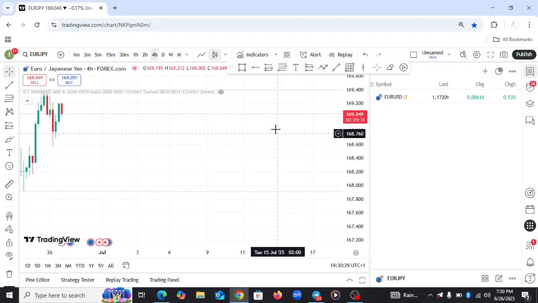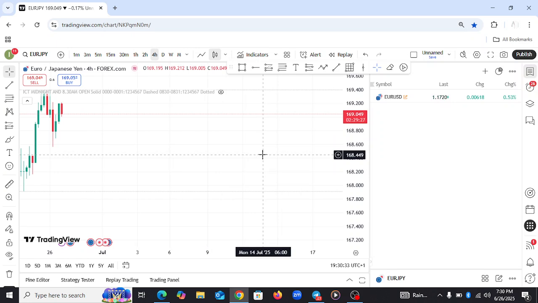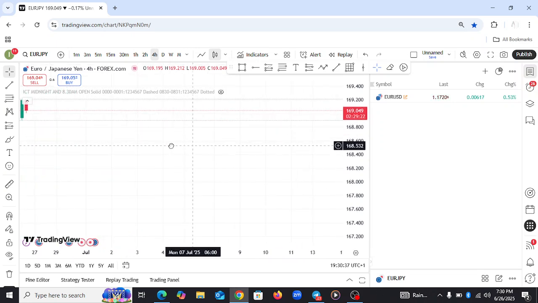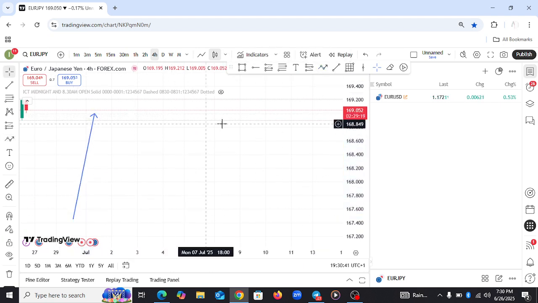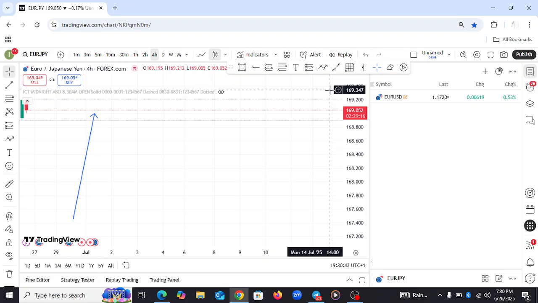Welcome to another class. Today we're going to be talking about the concept of price structure and movement. What you have to understand about price first is that price does not move in a straight line, right? It moves in a pattern of impulsive and correctional moves. So we're first going to define what an impulsive move is and what a correctional move is.